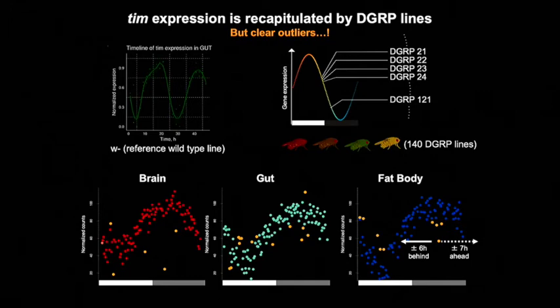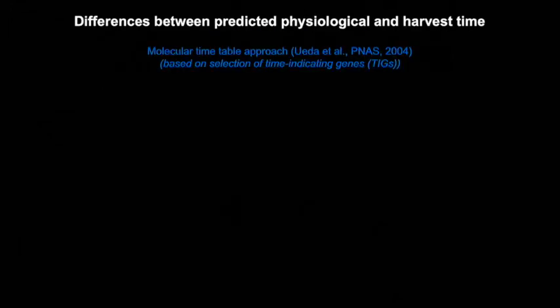And so researchers in the field have started to think of how to solve this, and one of the ways that was proposed is this molecular timetable approach, where you use a series of time-indicating genes. These are typically, but they don't have to be, core clock genes. And together, you do machine learning on your data to try to infer, based on these time-indicating genes, what the circadian time of your particular line is, right?